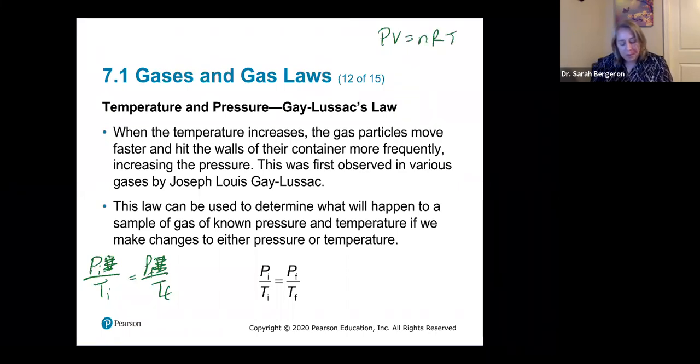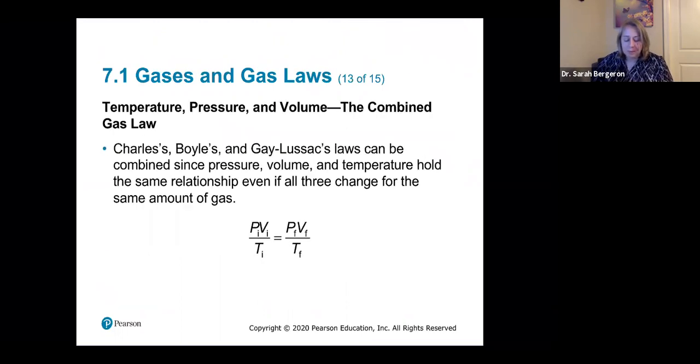So what happens if you increase the temperature? Well, if you increase something on this side, what are you going to do? You're going to increase something on this side. So you can have an increase in pressure. It's just a good way to double check, right?